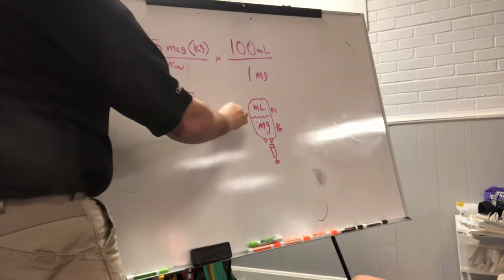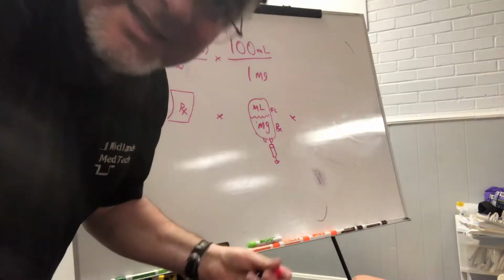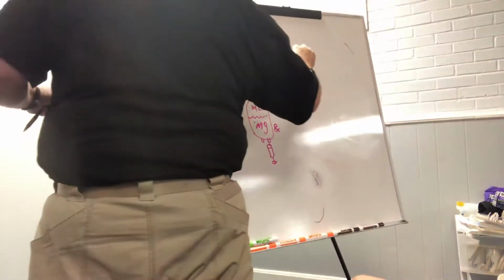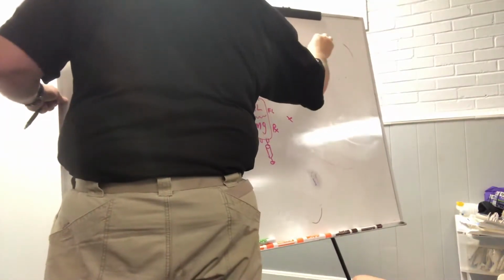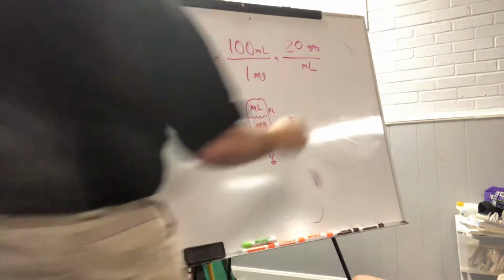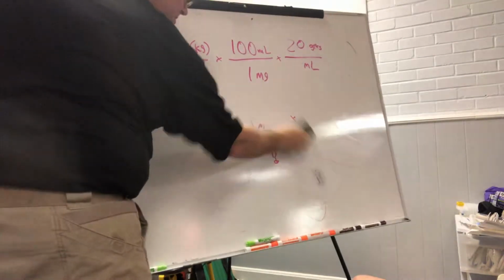And then the last thing is, if required, a drop set. And you said you have 20 drop sets where you're at. So we'll do 20 drops equals 1 ml. So this is how we're gonna run our formula for the epi infusion.